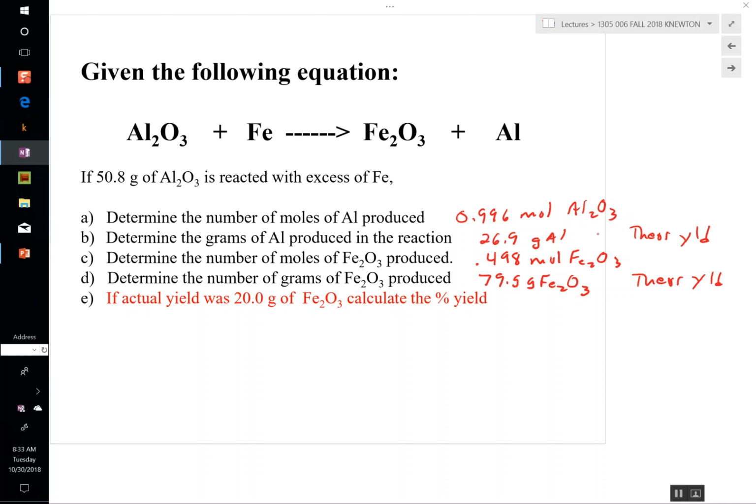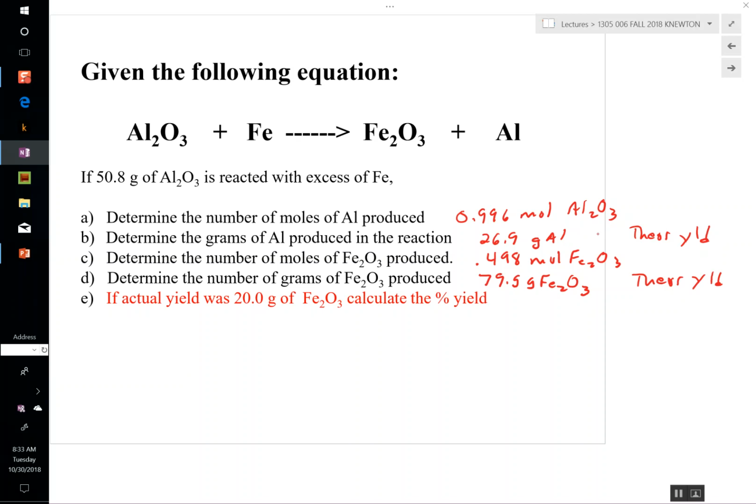Okay, now look at E. If the actual yield were 20 grams of iron oxide, calculate the percent yield. All right, so this is a percent yield. I've got some good news for you after we do this calculation. Let's just do it though.